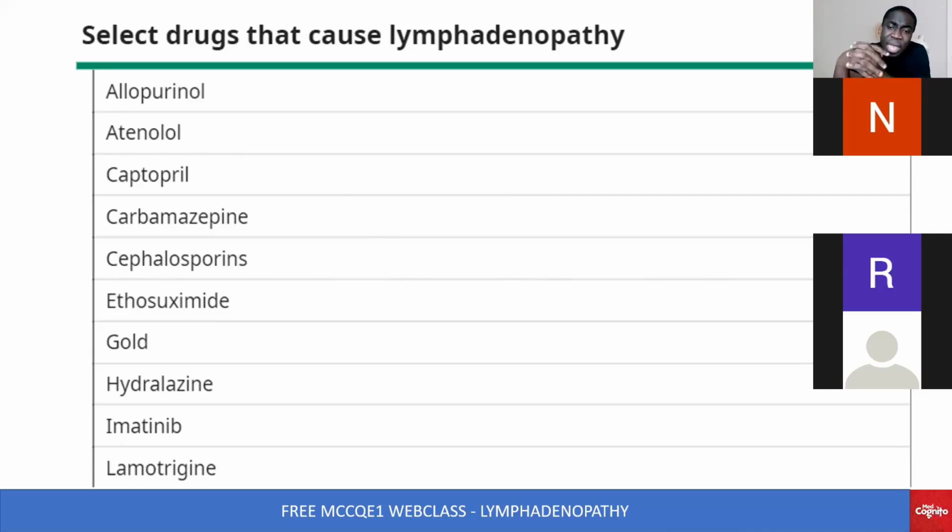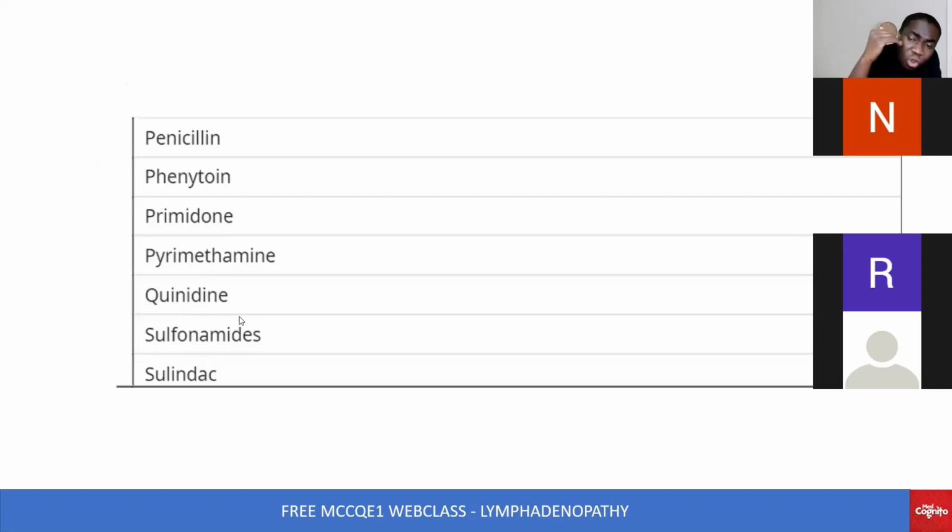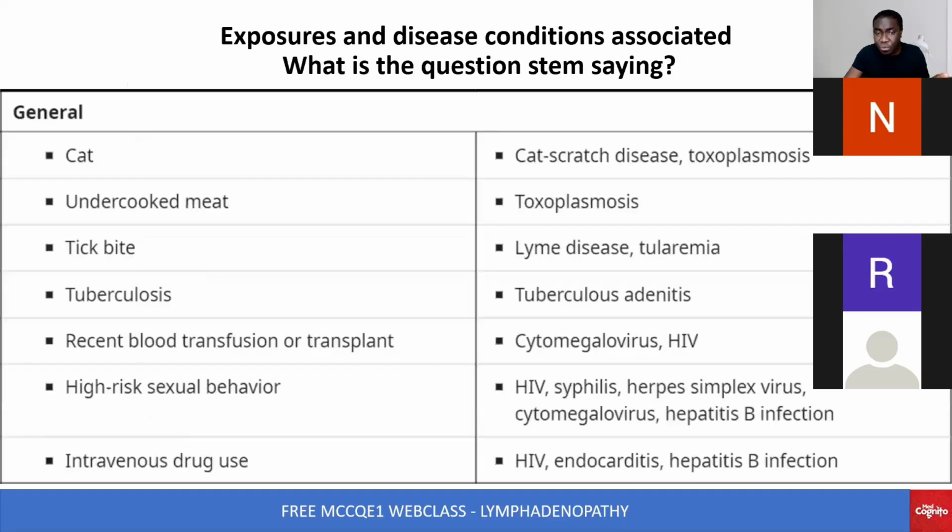We use that for some form of seizure. Okay, gold, hydralazine. We use gold for rheumatological conditions. Okay, other conditions like even common penicillin, phenytoin for seizures, quinidine, sulfonamide. So I want to really let you make sure that you've gotten this.